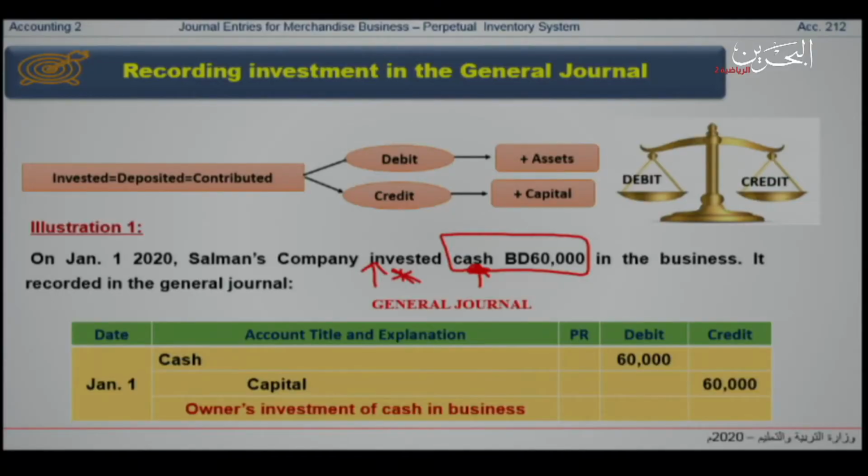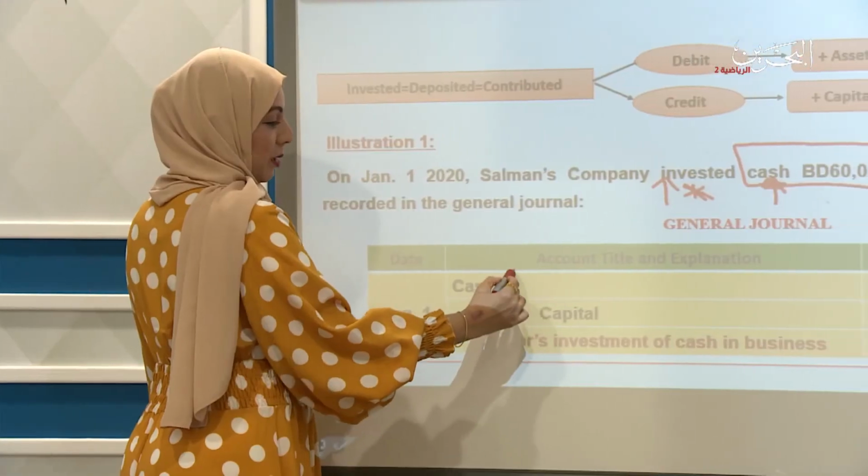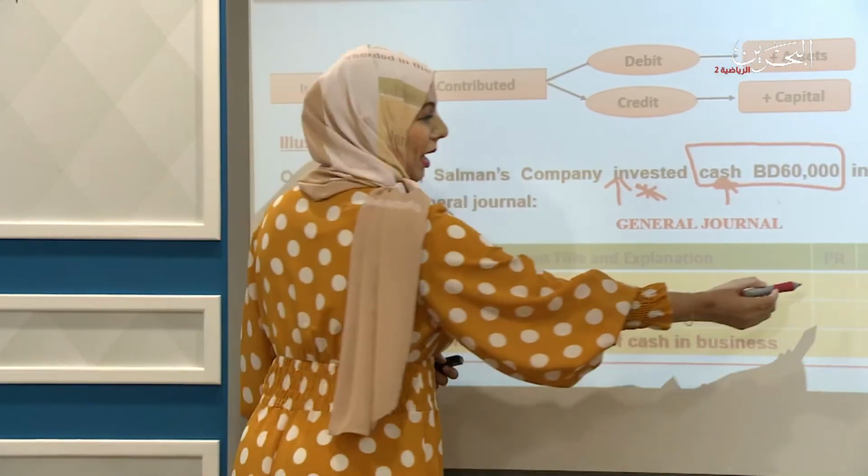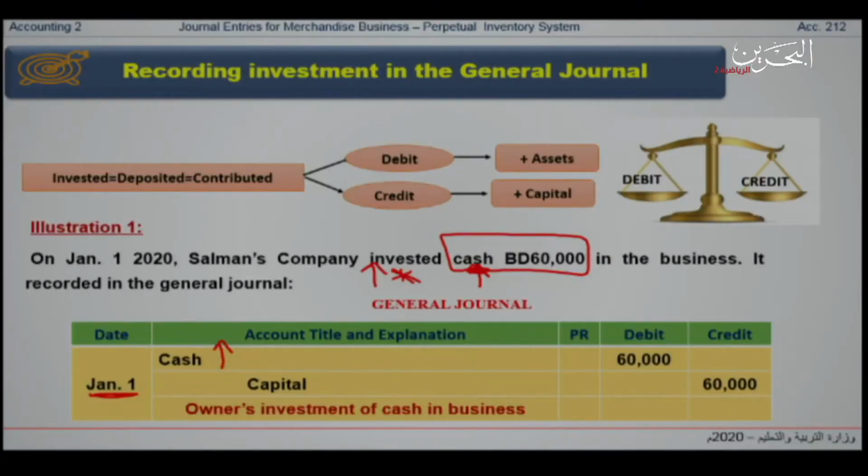When I come to record this transaction, I should write the date, and then my cash will increase and it will affect the debit side, and I will write the 60,000 in the debit side. Also my capital will increase and it will affect the credit side, and I will come to the credit side and write the 60,000.